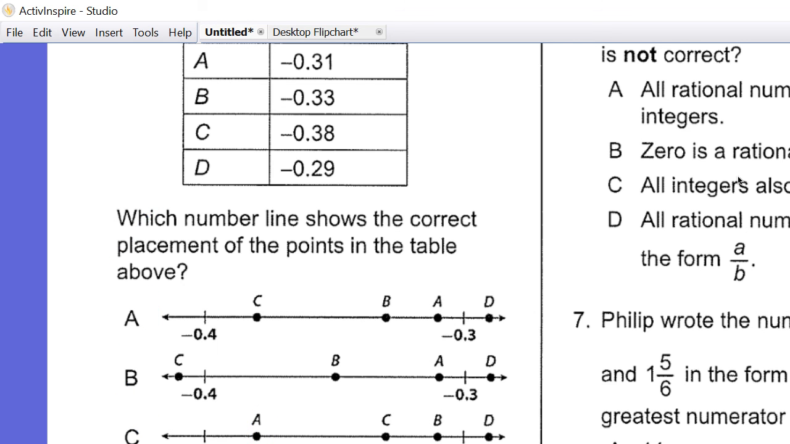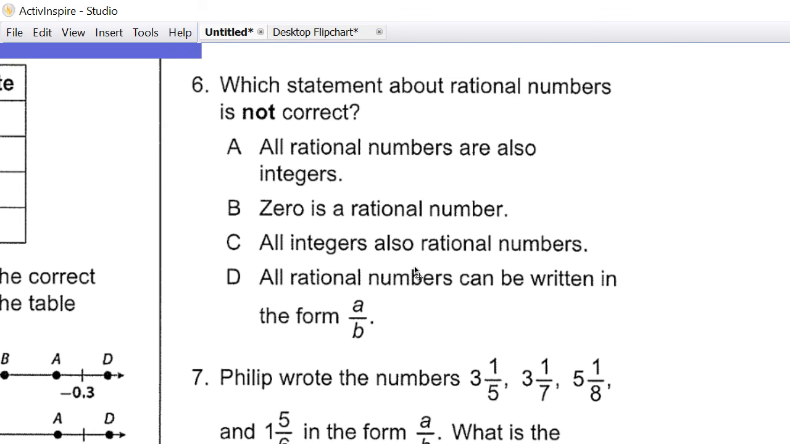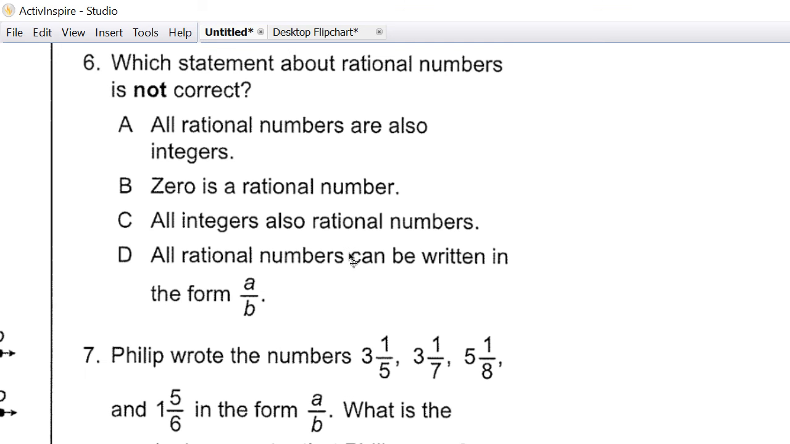All right, let's go ahead and check out 6 and 7. Question 6 states, which statement about rational numbers is not correct? So here's the deal. If we're looking for a statement that is not correct, that means that some of the statements are correct. So it's not a bad idea to go through and just read them and determine if they're true or false. So the first statement, all rational numbers are also integers.